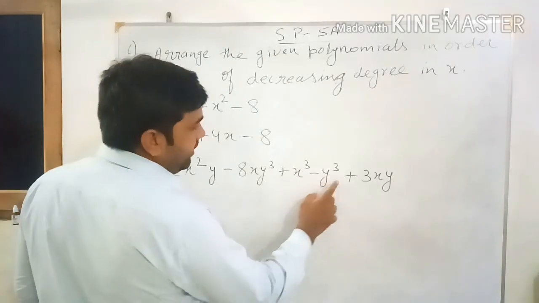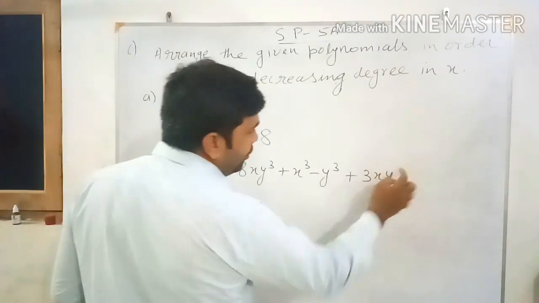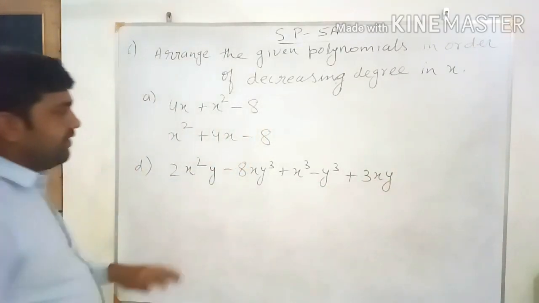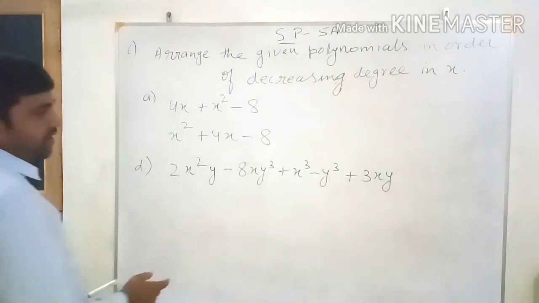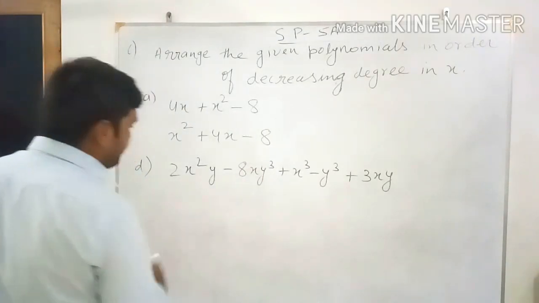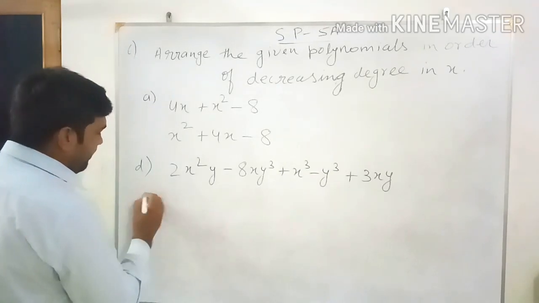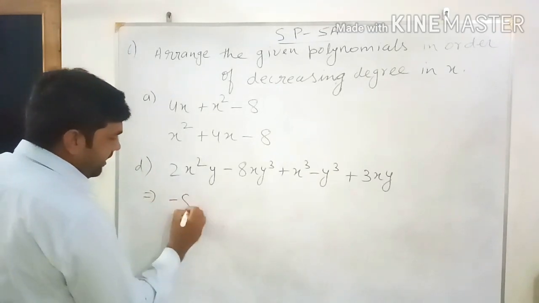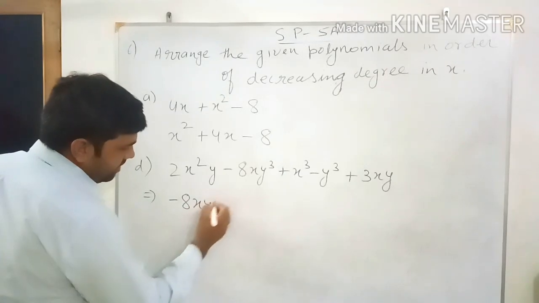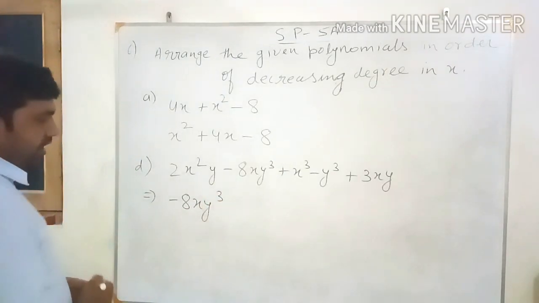And here the degree is 3, here is also degree 3, and here the degree is 2. So first we write the degree 4 term, and the degree 4 term is what? Minus 8xy cube. So that we write first. The 4 degree term is minus 8xy cube.